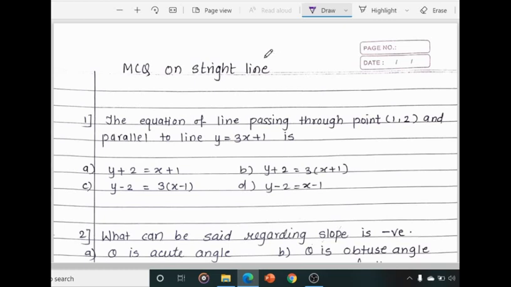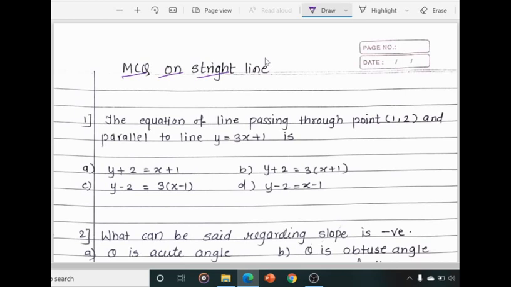Today we are going to learn MCQs on straight line. So the first MCQ is: the equation of line passing through point (1, 2) and parallel to line y equals 3x plus 1. We need to find out the equation of the line which is passing through the point (1, 2) and parallel to the line y equals 3x plus 1.